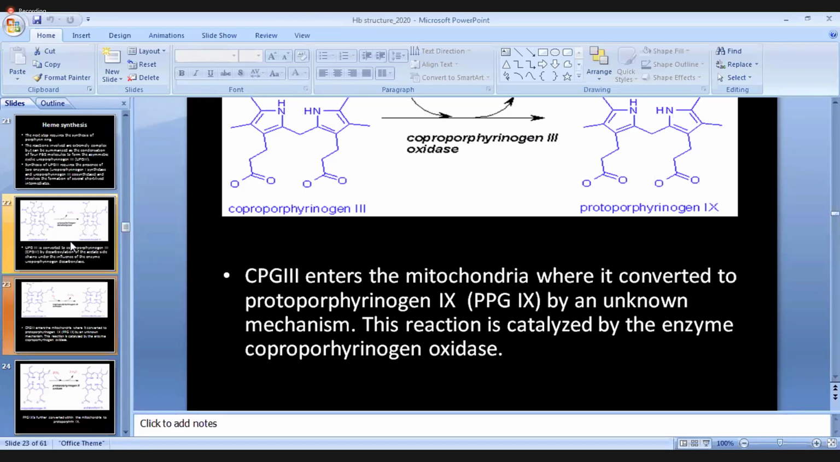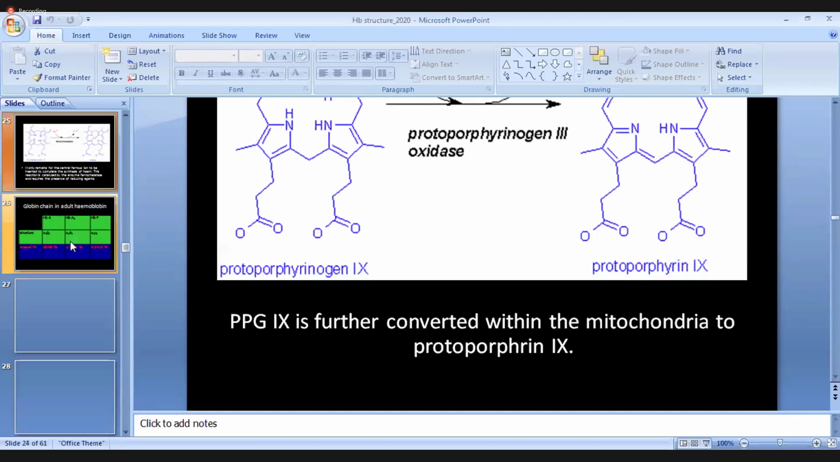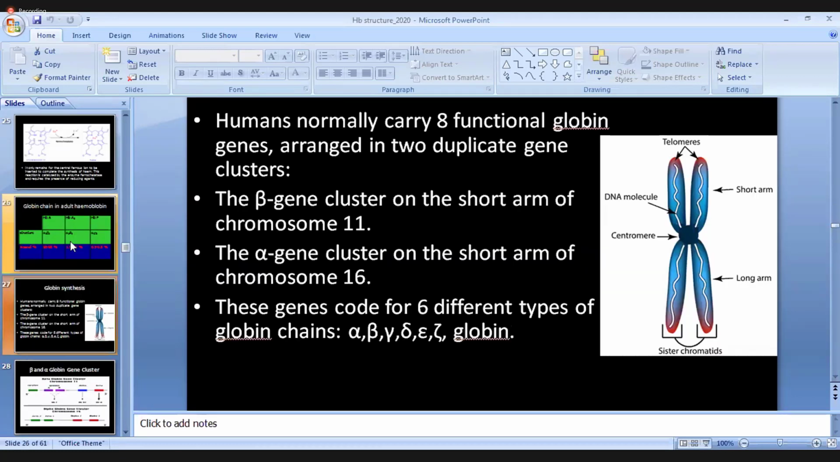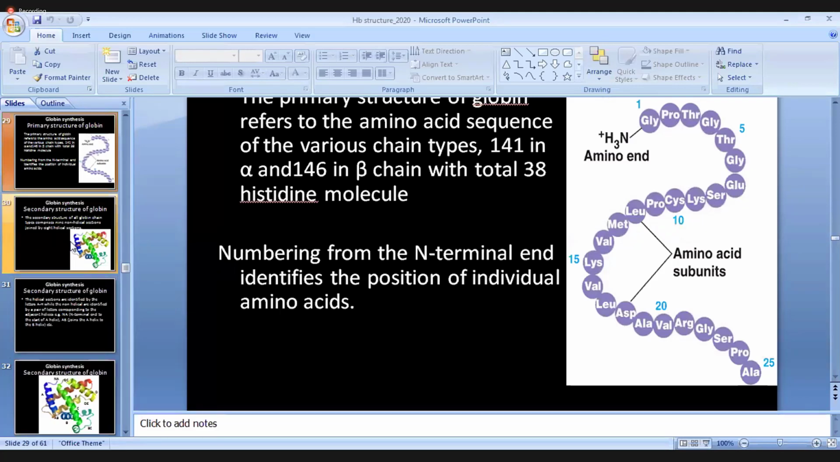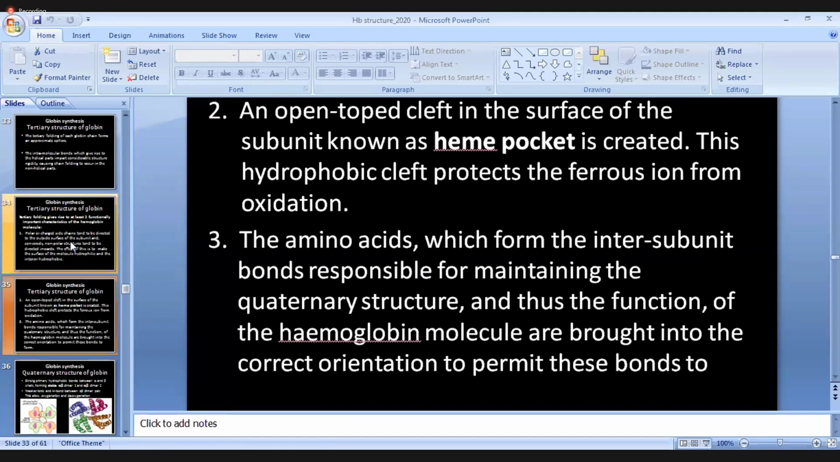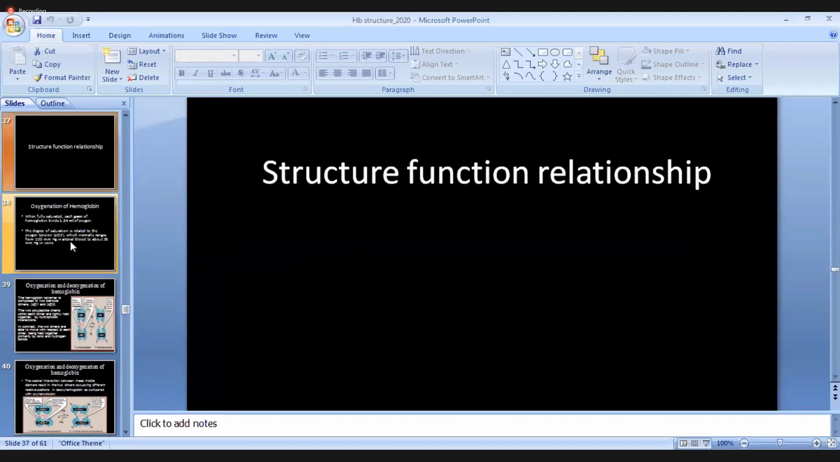Okay, in the next class we will definitely study porphyria. So porphyria we need to learn. Today we're just going to study the structure and function relationship of hemoglobin. Okay, and in the next class we will do porphyria. Okay, now the structure function relationship.